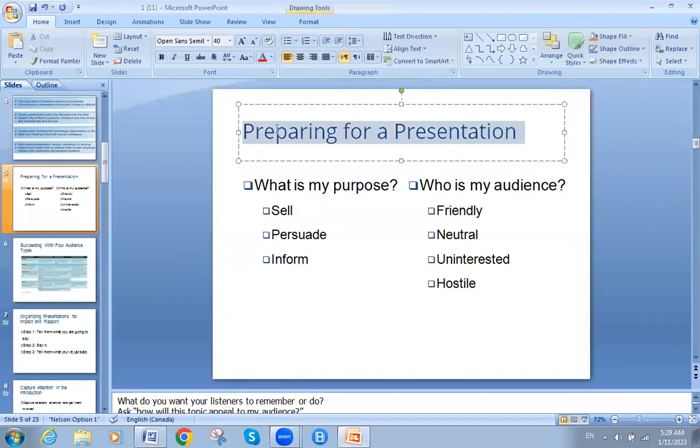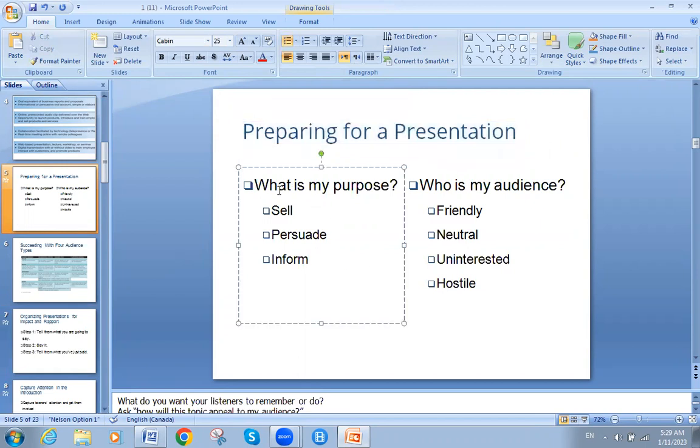At the start itself, there are steps for the presentation we have to follow. We have to prepare for the presentation. So what's the purpose of the presentation? Is the purpose of it selling, persuading, or informing? That's what I'm asking myself now.